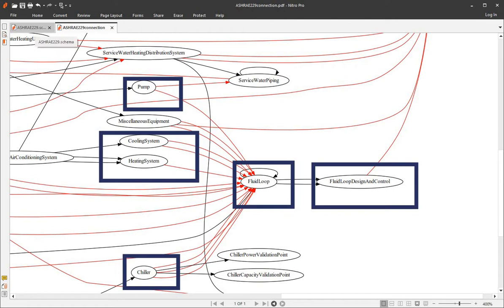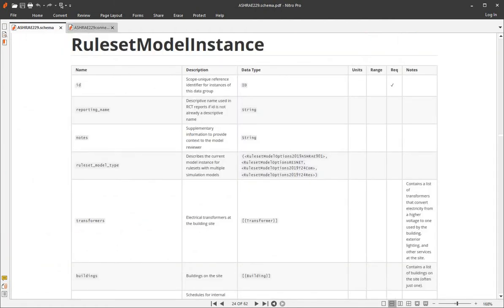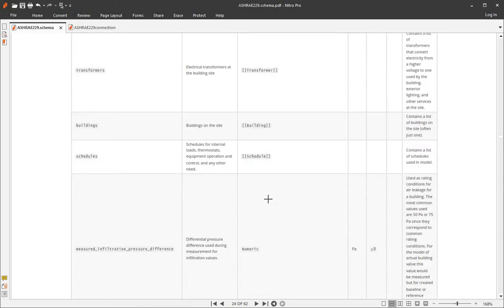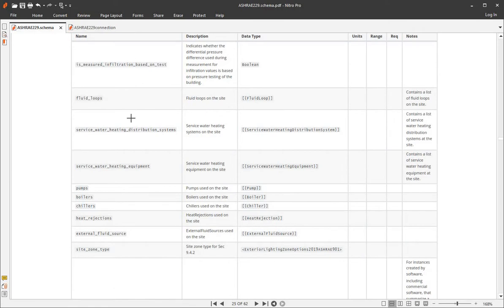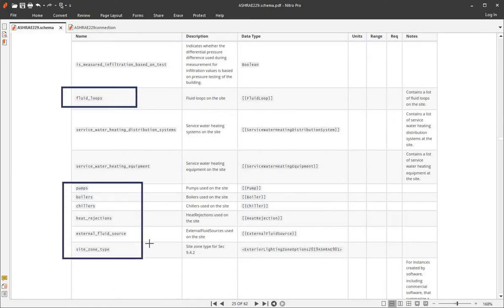So let's look at the individual parts of the schema. So as I said, we're starting with looking at how the rule set model instance works. So the ID, reporting name, and notes we've talked about before. These are standard things that appear in almost all data groups to identify the data group and such. And part of rule set model instance is basically a linkage to all sorts of other parts of the model. And in this case, there's a link to fluid loops as well as to all these equipment types that we've been talking about and are going to be talking about today.